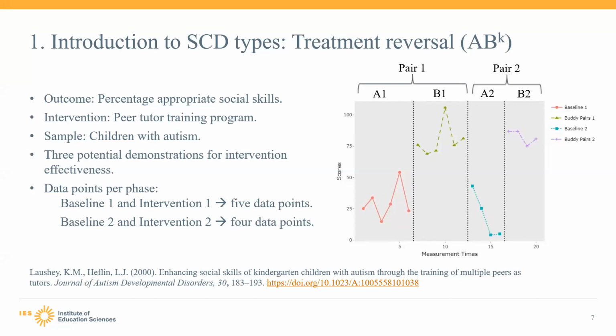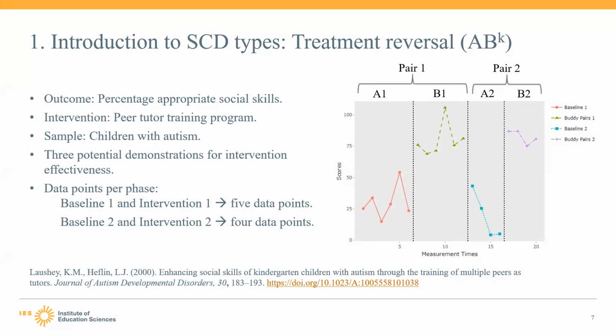This is the first opportunity to evaluate intervention effectiveness. Then the pattern of outcome scores during the first intervention condition can be compared with the pattern of outcome scores during the second baseline condition. This is the second occasion to evaluate intervention effectiveness. And then lastly, the pattern of outcome scores during the second baseline condition can be compared with the pattern of outcome scores during the second intervention condition. This is the third time point to investigate intervention effectiveness.